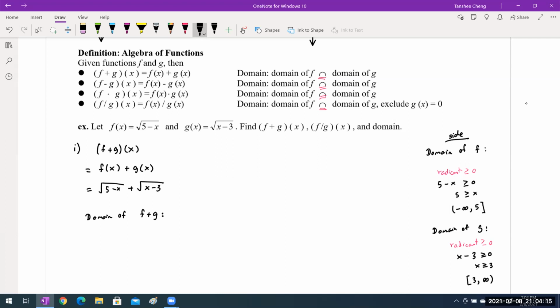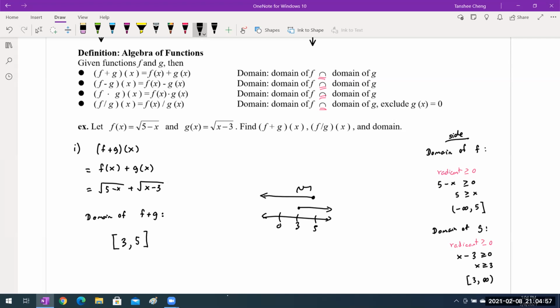And you can see that the domain of f is less than or equal to 5. Domain of g is greater than or equal to 3. So to visualize it on a real number line, here's 0, here's 3, here's 5. Domain for f is anything that's less than 5. Domain for g is anything that is greater than 3. So therefore, you can see that the intersection is only between 3 and 5. So therefore, the domain for f plus g is from 3 to 5.